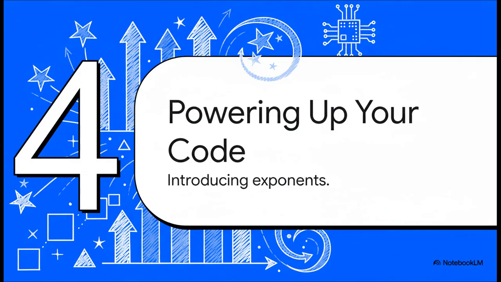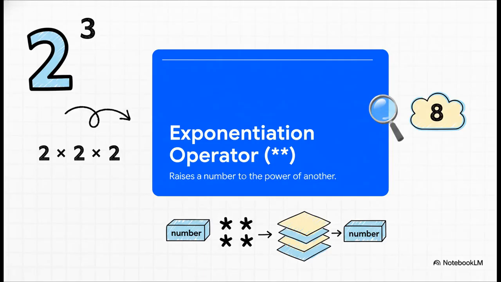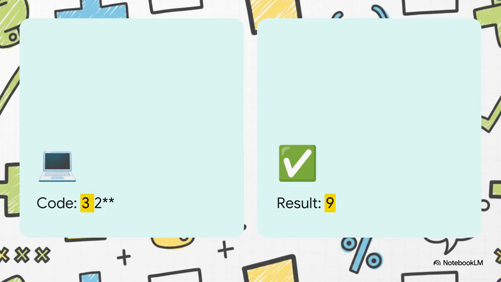All right, we've got one final core operator to get through. This one's all about making numbers grow really, really fast. We're talking about exponents, or raising a number to the power of something else. To do this in Python, you just use 2 asterisks right next to each other. This tells the computer to take the first number and multiply it by itself the number of times specified by the second number. So, if you see 3 squared, that's just the Python way of saying 3 to the power of 2, or 3 squared. It just means 3 times 3, which gives us 9.